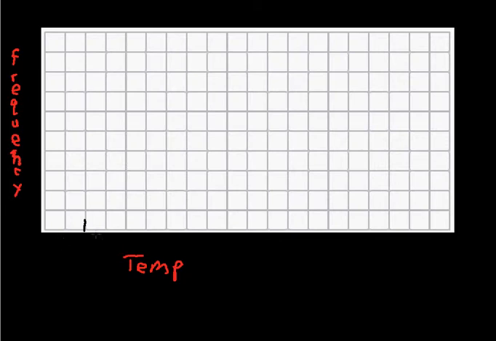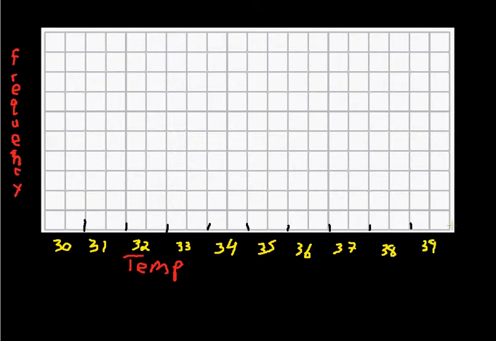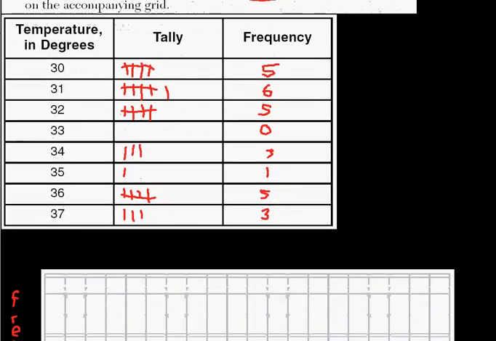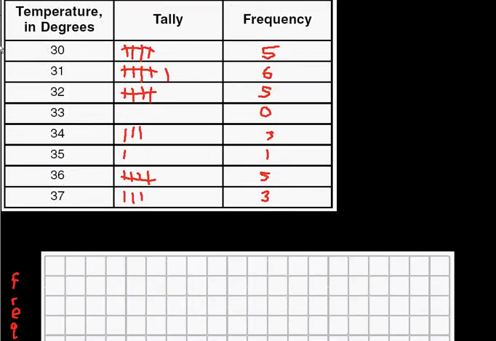So we'll mark the frequency axis 2, 4, 6, 8, 10, 12, 16, just marking it off by 2s, and underneath we'll put 30, 31, 32, 33, 34, 35, 36, 37, 38, and 39. Obviously we didn't have anything past 37 degrees, but we've got it there. Now it's pretty easy.